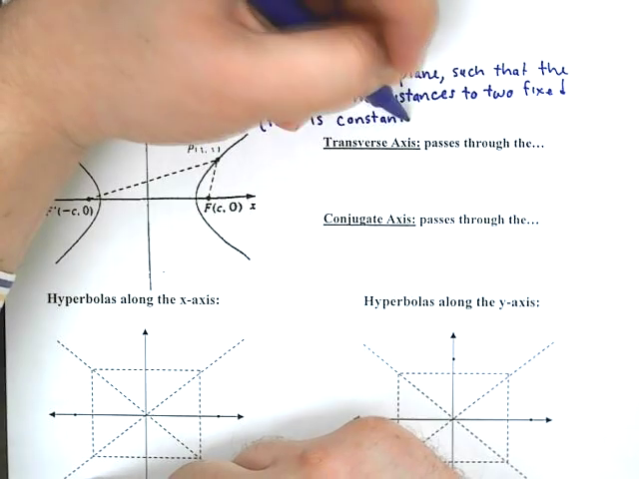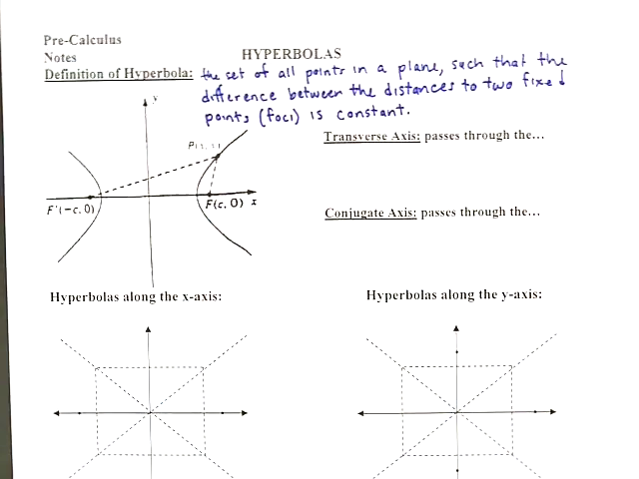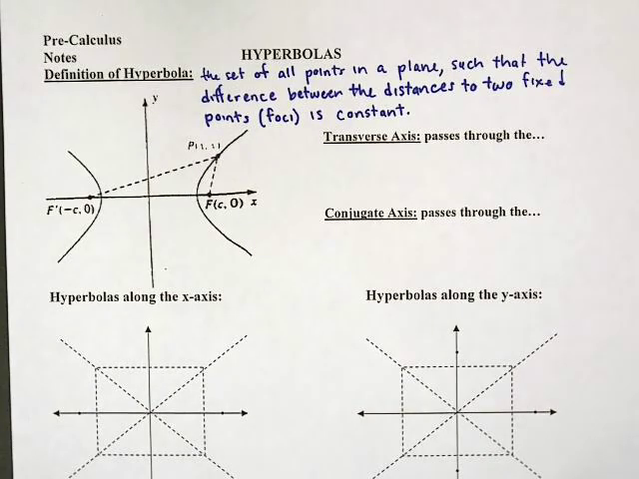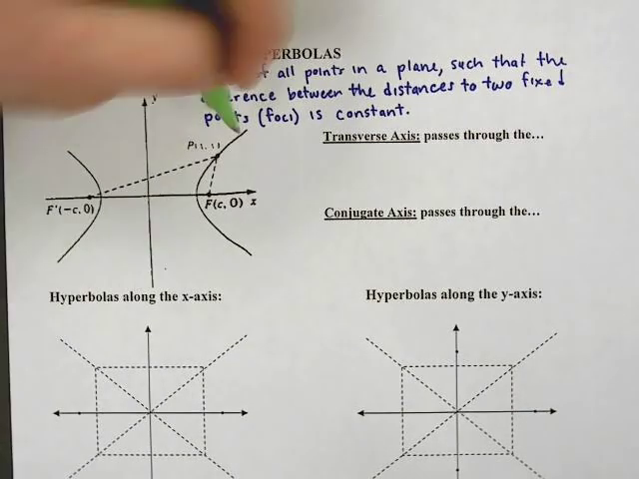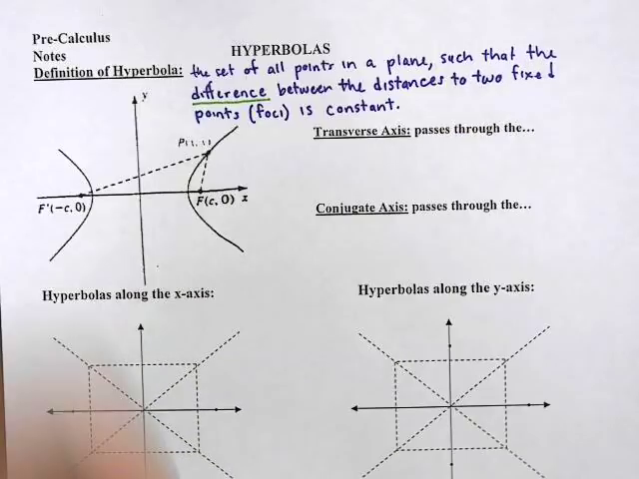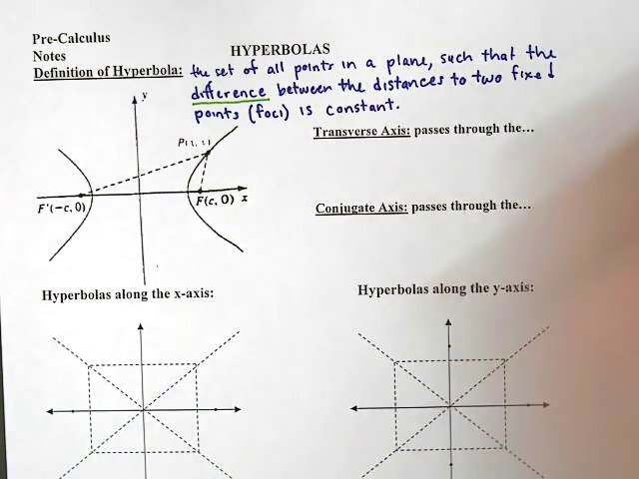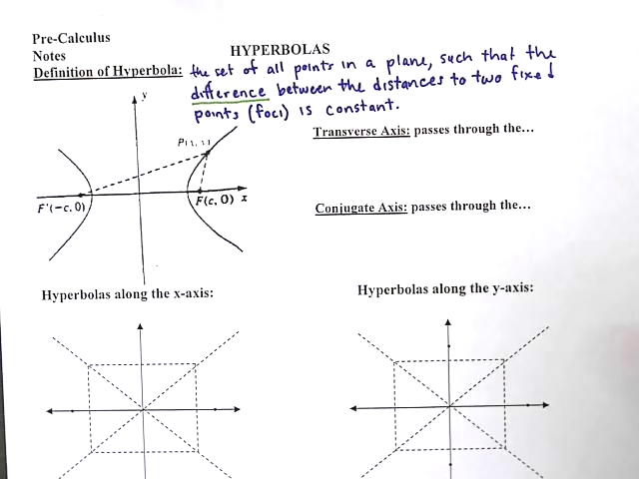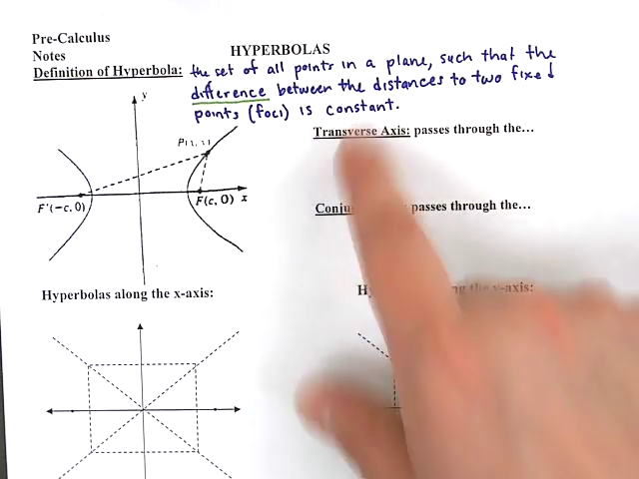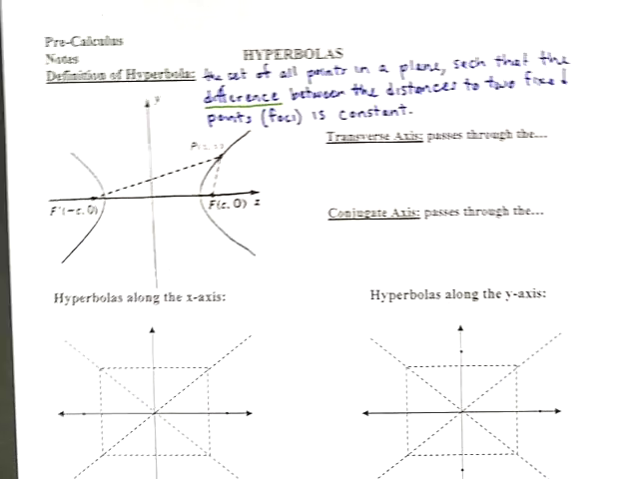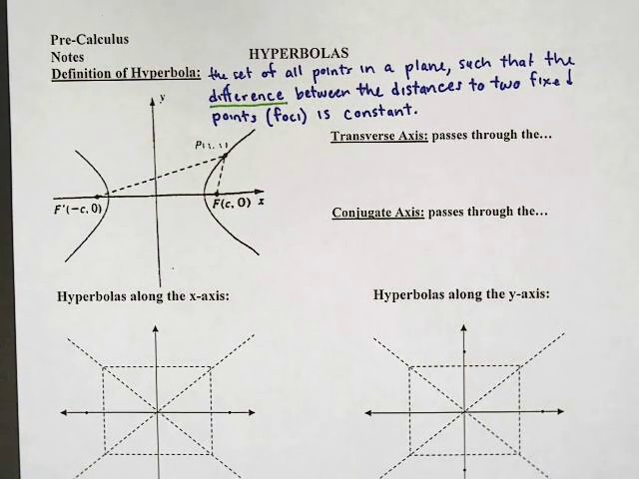So the big difference here, the huge difference, the reason that this is not an ellipse, is this word right here: difference. In an ellipse, it was the set of all points where the sums of the distances were constant. Now we're talking about the difference being constant. That is what makes a hyperbola a hyperbola.